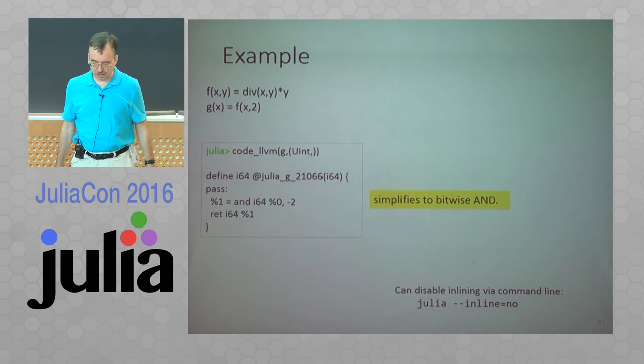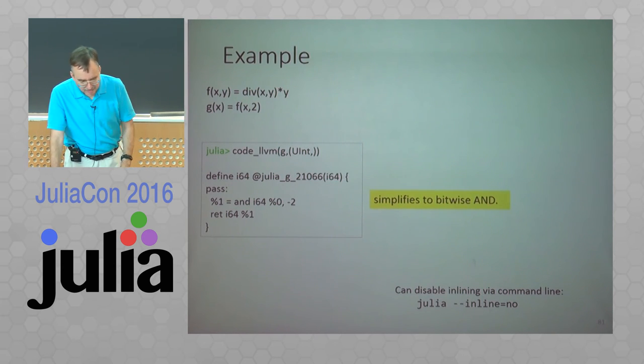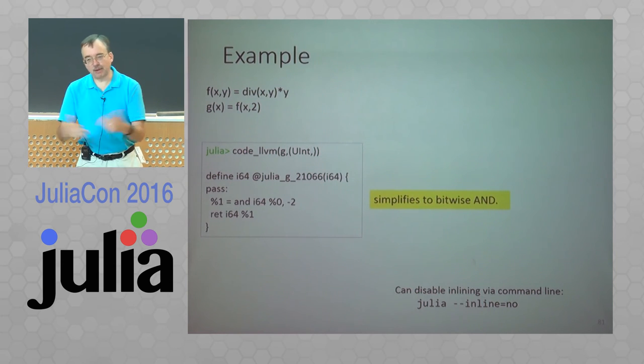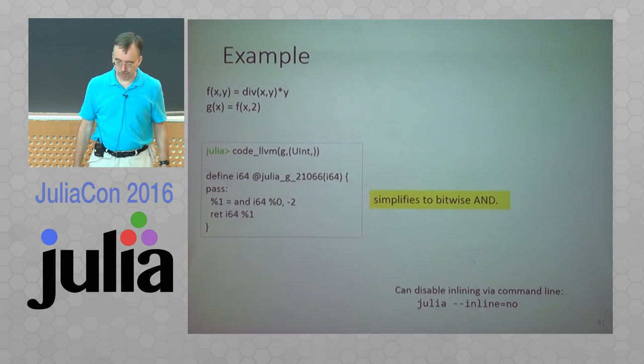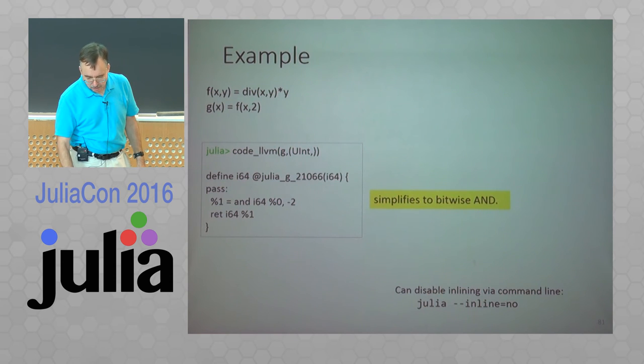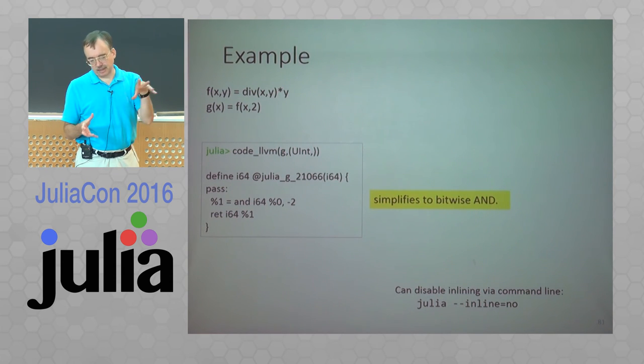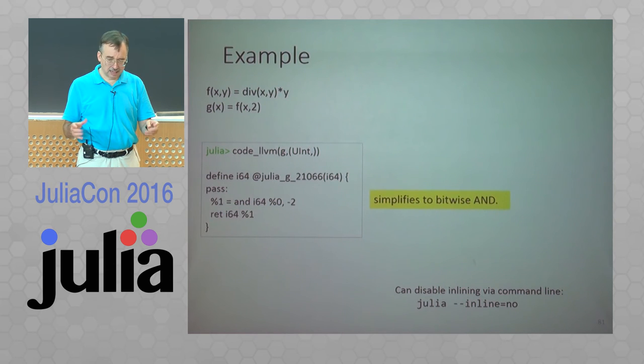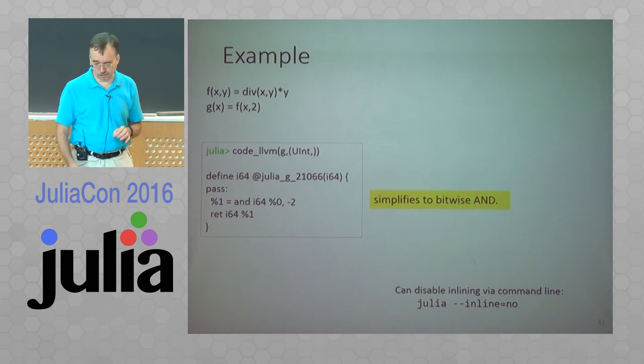a bunch of LLVM magic that knows it can reduce division by 2 and then multiplying back by 2. That's the same as clearing the low order bit. So inlining basically puts stuff together by taking a call chain and glomming it all into one function, which allows the optimizer to optimize everything within that function without having to look across functions.